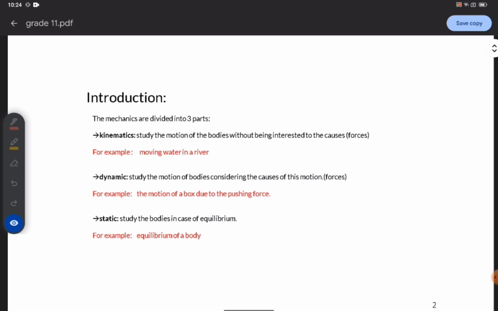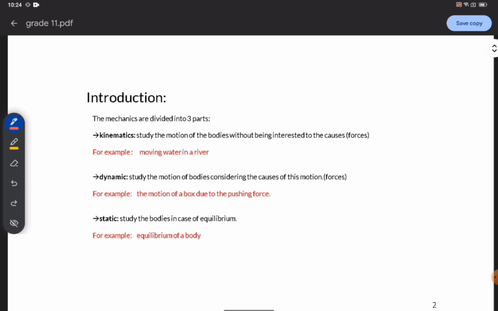For introduction, mechanics is divided into three parts. Kinematics studies the motion of bodies without being interested in the causes, the forces. We are interested in the velocity, the position, the time, the acceleration. For example, moving water in a river.